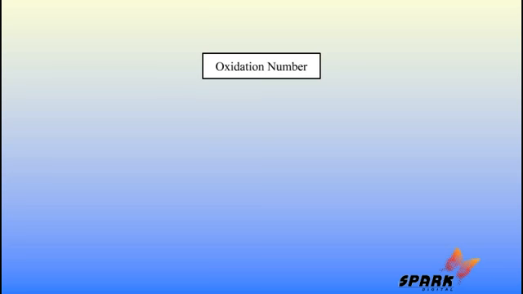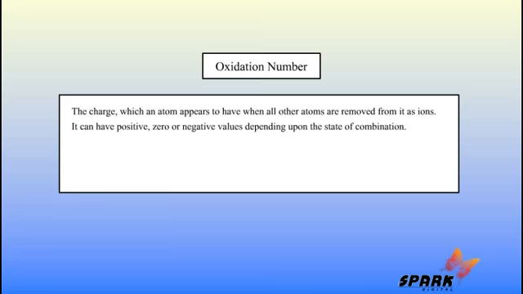Oxidation number. The phenomena of oxidation-reduction processes in covalent and ionic substances is explained by oxidation number. Oxidation number is defined as the charge which an atom appears to have when all other atoms are removed from it as ions. It can have positive, zero or negative values depending upon the state of combination. For example, in NaCl, the oxidation number of Na is +1 and the oxidation number of sulfur in H2SO4 is +6.